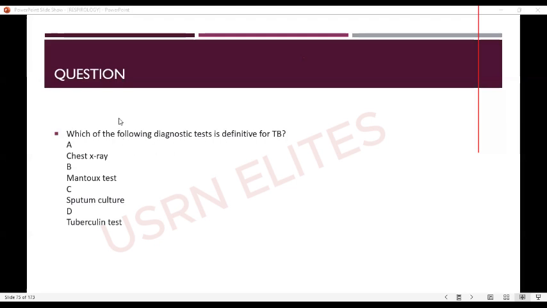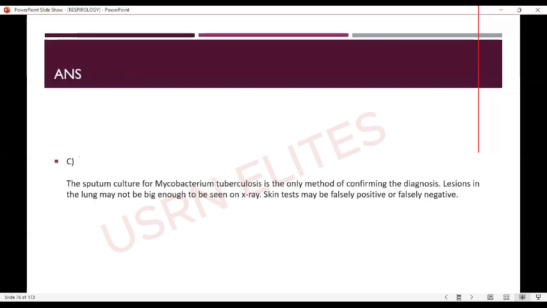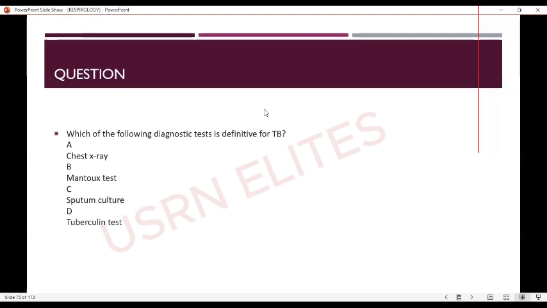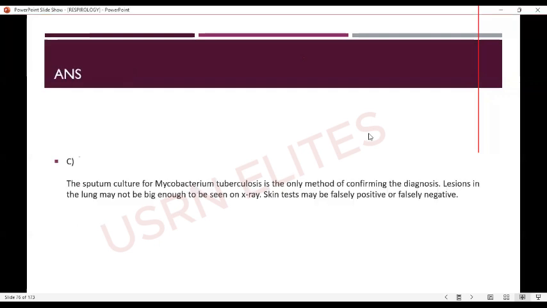So which of the following diagnostic tests is definite for TB? I see people picking B. Why did you pick B? I made mention of this several times. So the answer is C, sputum. The sputum culture for mycobacterium is the only method for confirming the diagnosis. Lesions in the lungs may not be big enough to be seen on X-ray. So it's C, sputum.